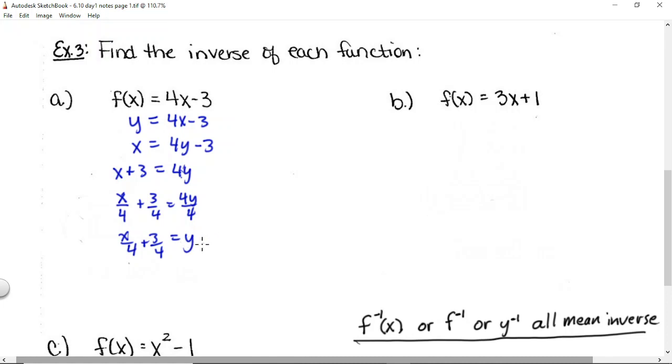Now it's on the wrong side. We've switched these around. I'll go ahead and do that. All I'm doing here is switching it around. And now the last thing I'm going to do is show that this is the inverse of f. And the way we write that is we write f to the negative 1, f to the negative 1 of x. So our original function was called f, and the inverse of that is called f to the negative 1.